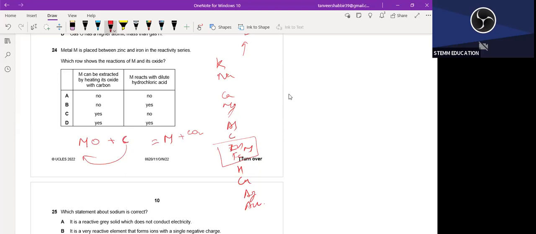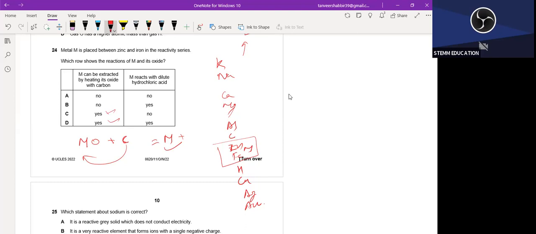What will be the final product? It is not necessary that it will only form carbon dioxide, but it can easily extract. M can be extracted by heating its oxide with carbon. So the answer is yes. Okay.